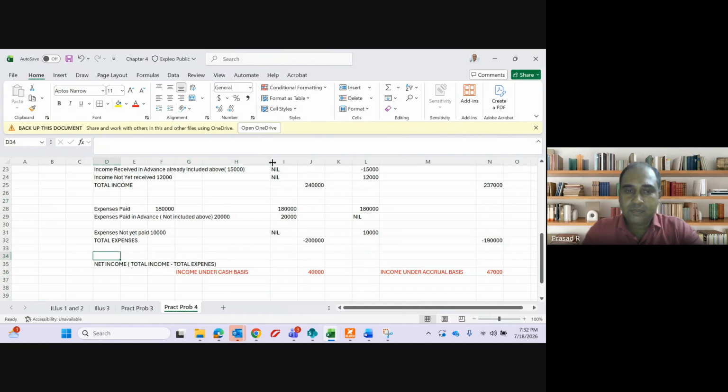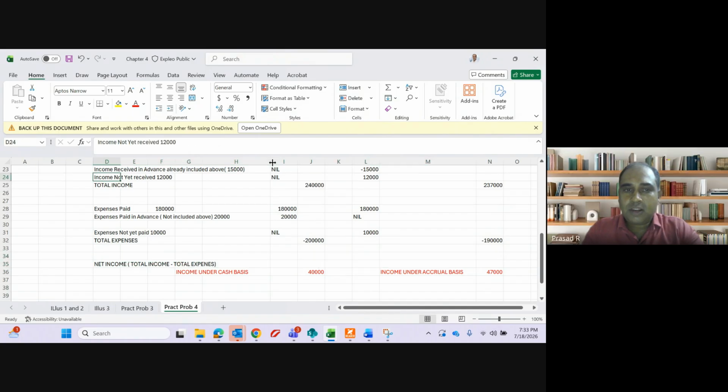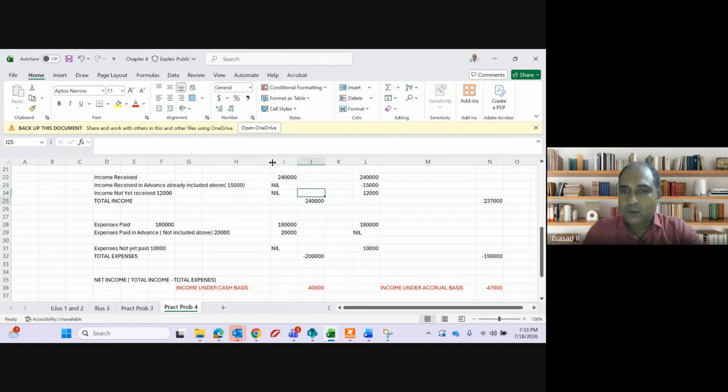This one, net income. Net income is nothing but: how much is my total income? 2,40,000. How much is my total expenses? 2 lakh. So my income is 2,40,000, my expenses is 2 lakh, so my net income will be 40,000.